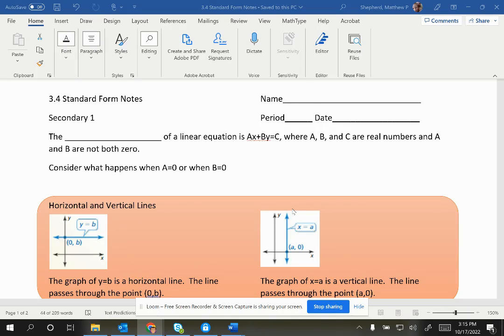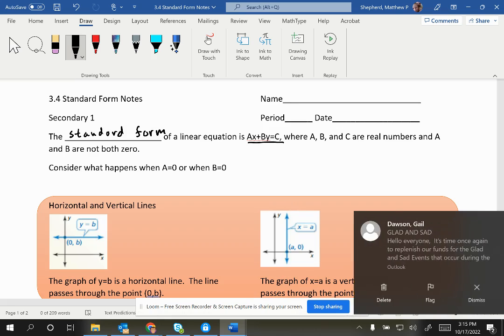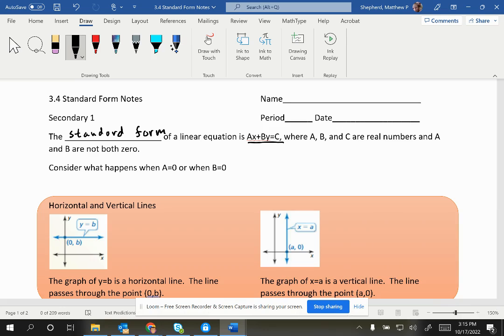All right, today we're going to talk about the standard form of a linear equation. So the standard form of a linear equation is ax plus by is equal to c, where a, b, and c are all real numbers, and a and b are not both zero. So a or b could be zero, but they're not both going to be zero.